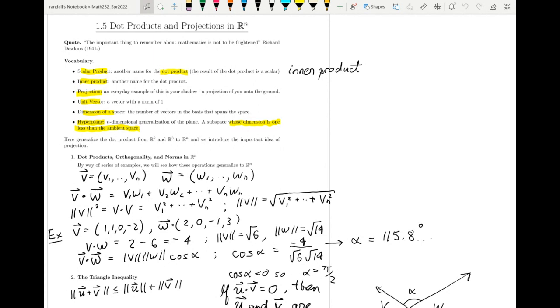So let's talk about the dot product first of all in Rn. Let me take 2 vectors in Rn, so there are their components. We define the inner product written this way as the sum of the products of the components: V1 times W1 plus V2 times W2, etc. And from that, we define the norm. So the norm squared is the dot product of V with itself, which is the sum of the squares of the components. And therefore, the norm of a vector will be the square root of the sum of the squares. Okay, so that's the same formula we saw in R2 and R3.